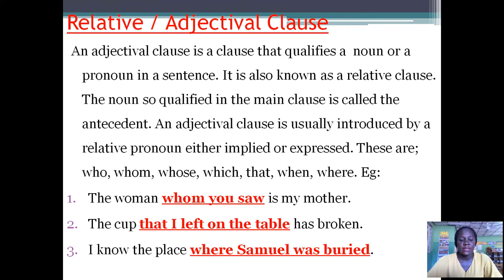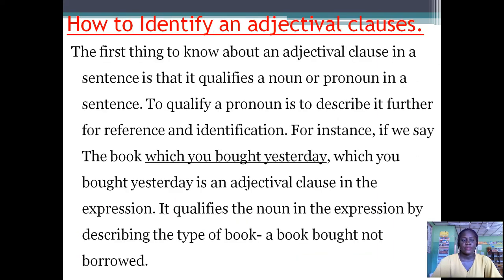Now I have sentence examples. Number one, the woman whom you saw is my mother. The woman whom you saw, the words in red color are the relative clause. The woman, which is the noun, whom you saw is the relative clause. Number two, the cup that I left on the table has broken. And number three, I know the place where Sam was buried.